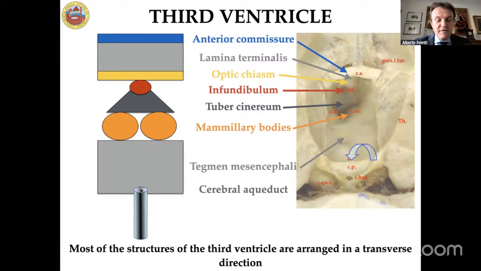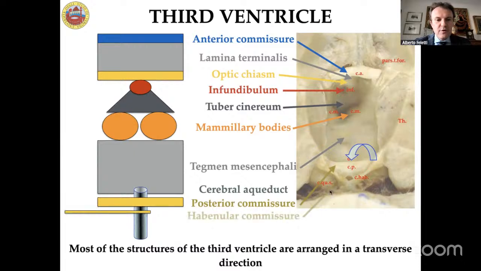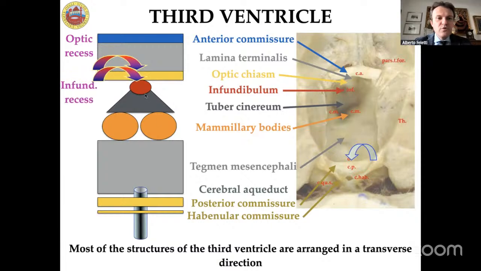And then we will find the aditus of the cerebral aqueduct. In this specimen, it is not possible to see because it's covered by the posterior commissure. And behind the posterior commissure, we have the habenular commissure. Between some of these structures, we can identify some recesses, like the optic recess, just anterior to the optic chiasm, the infundibulum, of course, which is a recess, and then the pineal recess. So as you can see, most of the structures of the third ventricle, as seen from above, from an endoscopic point of view, are arranged in a transverse direction.